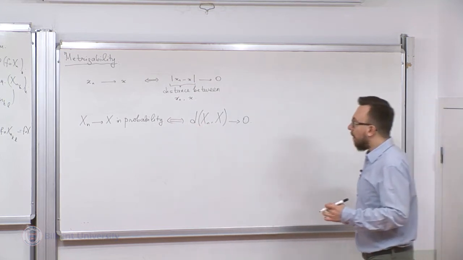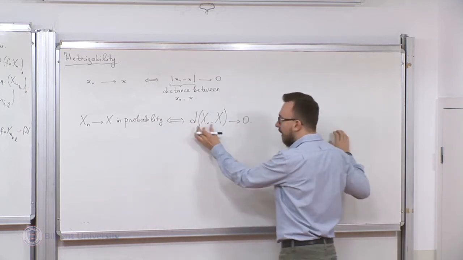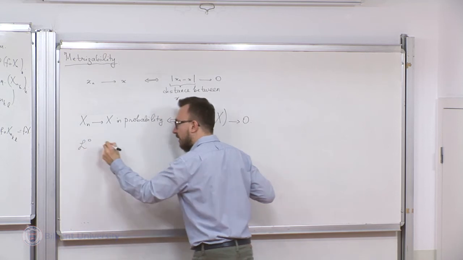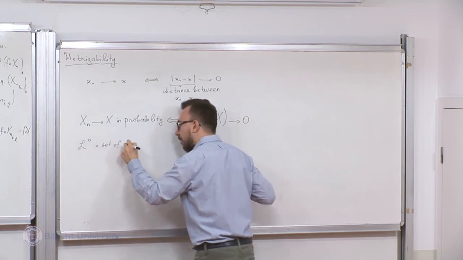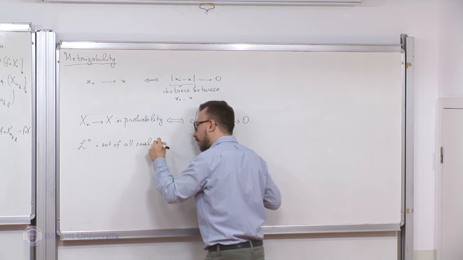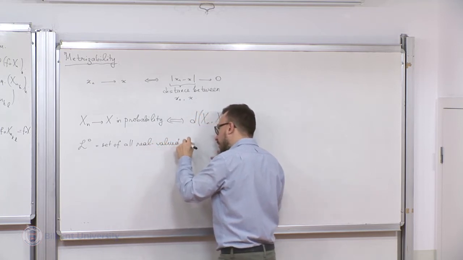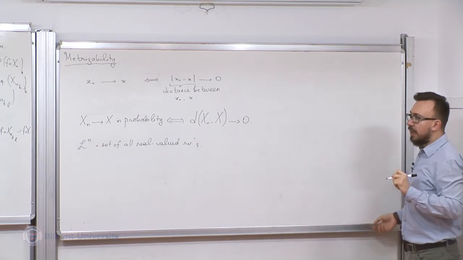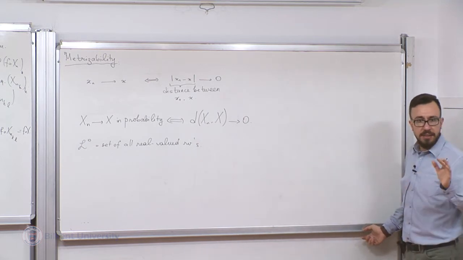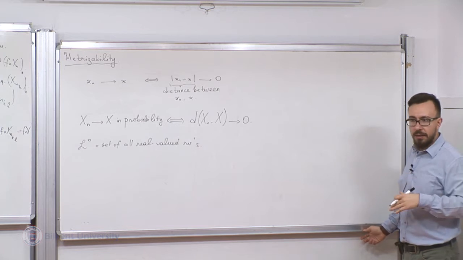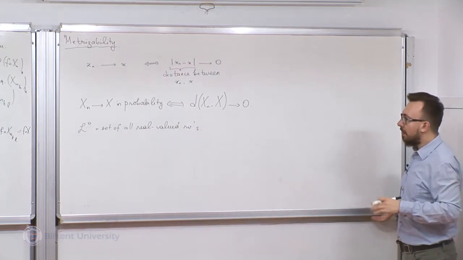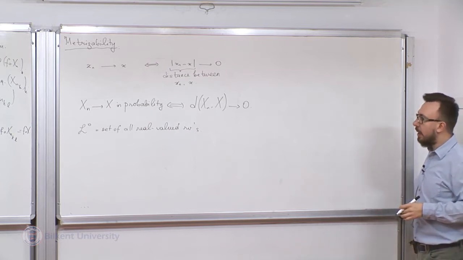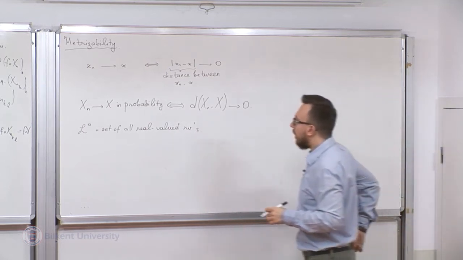Just as a recall, so first of all, this is going to be a metric on which space, right? So let's recall that L0 is the set of all real-valued random variables, okay? That's a linear space, a vector space, right? You can add, subtract random variables and multiply them by constants. And it's even an algebra, right? You can even do multiplication. Anyway, we're not interested in that.